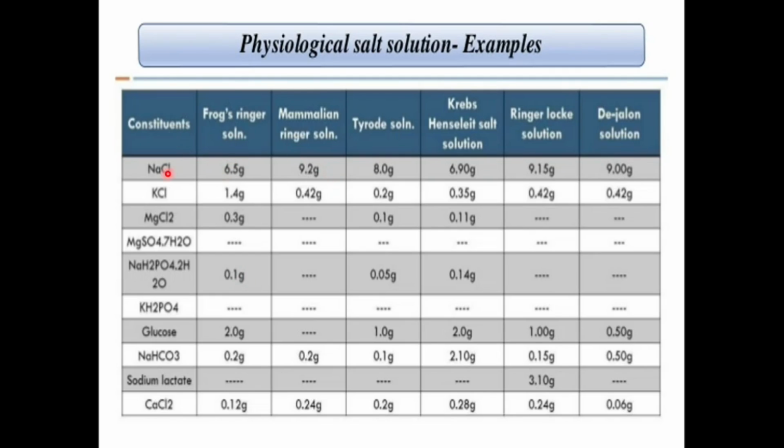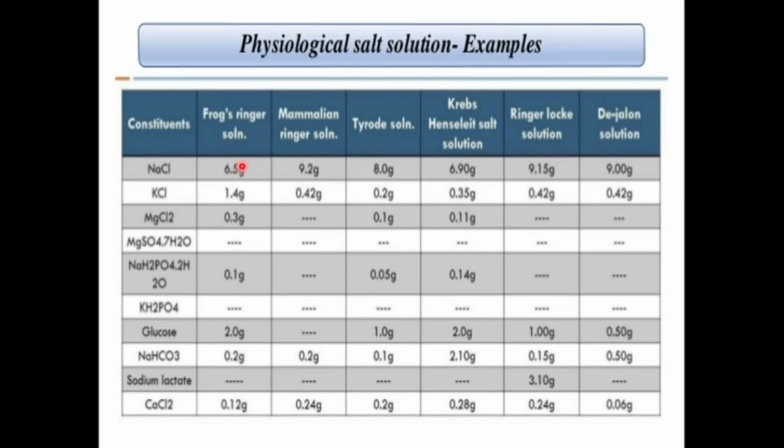So among the constituents, we have sodium chloride, potassium chloride, magnesium sulfate, sodium monophosphate, potassium dihydrogen phosphate, glucose, sodium carbonate, sodium lactate, and calcium chloride. So these are all the constituents, and these quantities are for 1 liter of the salt solution. In order to prepare 1 liter of frog Ringer solution, you have to add these quantities. And by changing the quantities of these constituents, you will get a different salt solution.